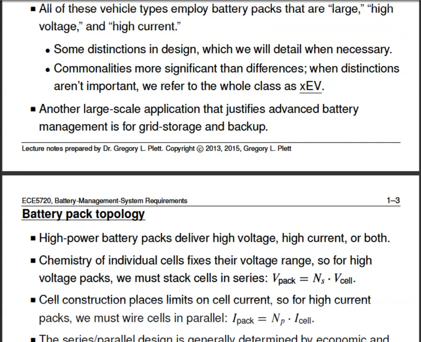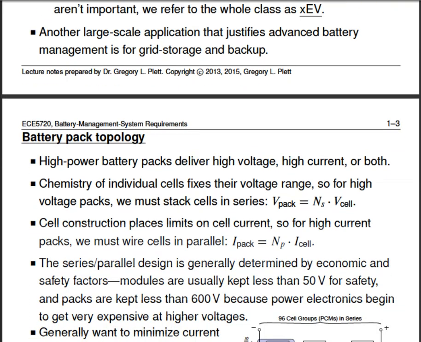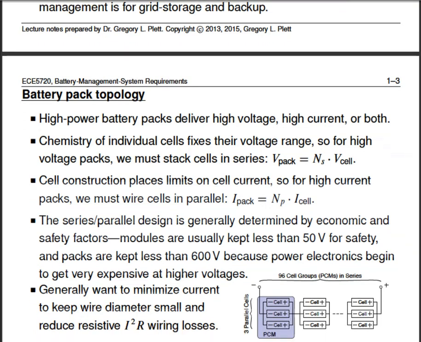Another large-scale application that justifies advanced battery management is grid storage and backup. The storage of the battery, that is the input to the battery, is controlled and judiciously done by the BMS, as well as the discharge or output from the battery is done judiciously by the BMS system.